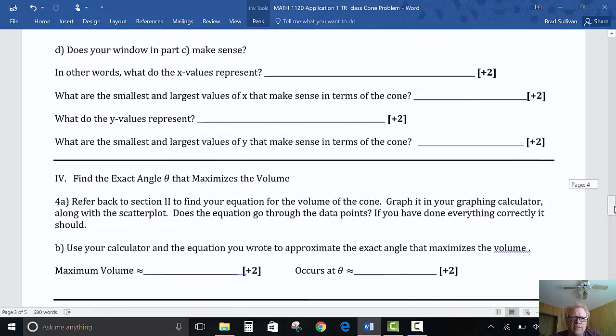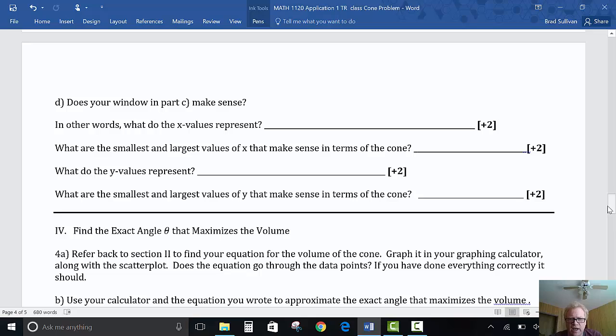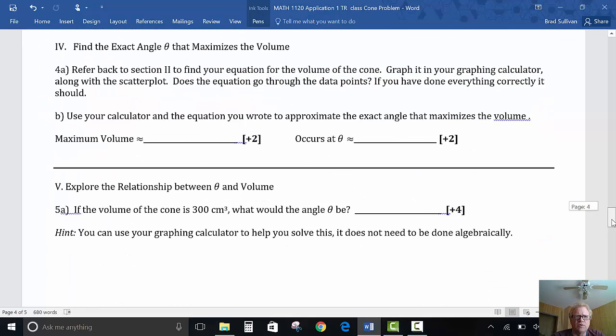All right, now, the next page is just going to answer some questions. I'm not going to give you any hints on that. And then the next thing that we want to begin to look at here a little bit is what's happening when you find the maximum volume. You're going to find the value of that angle.